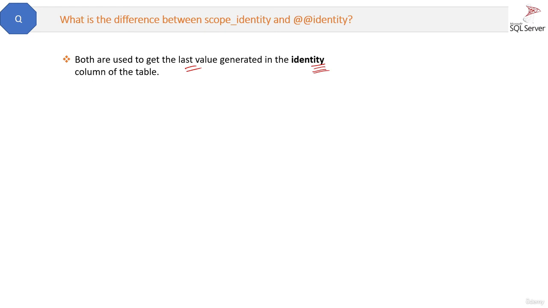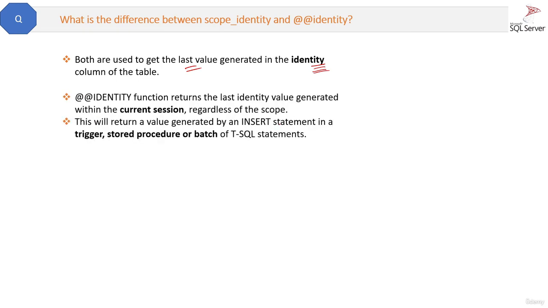Now the difference: the @@IDENTITY function returns the last identity value generated within the current session regardless of the scope. Here session means it will return a value generated by an insert statement, like from a trigger, stored procedure, or batch of SQL statements. This is the way we get the last identity, with SELECT @@IDENTITY. The problem with @@IDENTITY is that if an insert query is performed by a trigger and a stored procedure at the same time, then it can give different results. So this is not a reliable way to use.